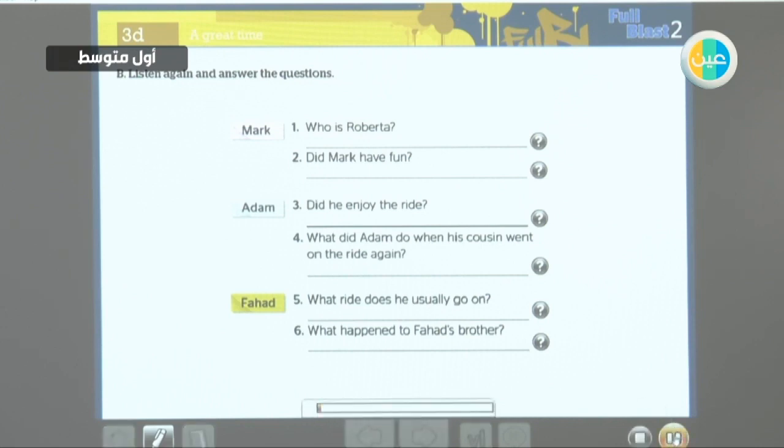Listen. Mark. Yesterday, I went to the fun fair with my sister Roberta. All the rides were good, and we had a great time, but we both liked the last one the best. We were the only people there, so I chose a red car and my sister got in a blue one.